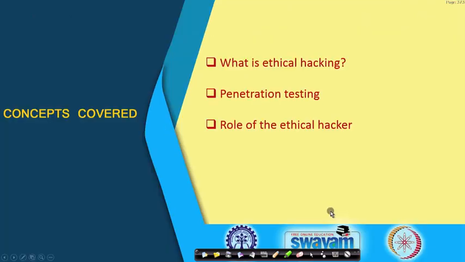Now, in this lecture, as I told you, firstly we shall try to tell you what is ethical hacking. There is a related terminology called penetration testing, we will also be discussing that, and some of the roles of an ethical hacker, what an ethical hacker is expected to do and what he or she is not expected to do, that we shall try to distinguish and discuss.